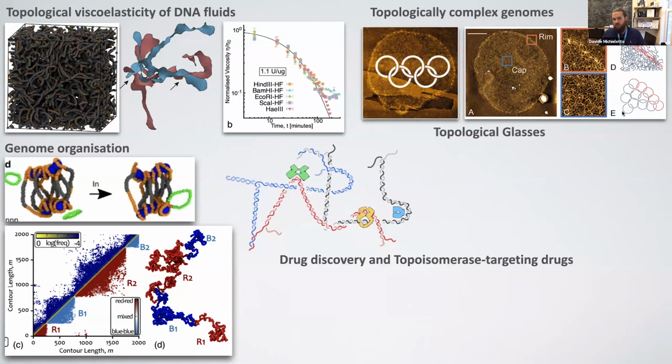I will not tell you about this story now, but if you're interested, I can tell you later and give you references. This is a very interesting material as well, because when it's put on a surface, this is really a two-dimensional sheet made of interlinked DNA rings, which is very difficult to make synthetically.